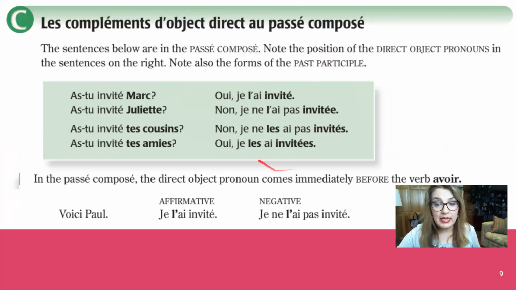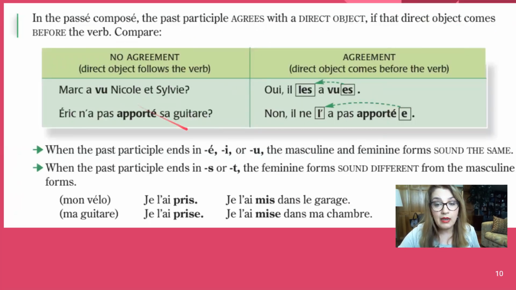compare. Let's go back to the previous slide and look how we did the agreement, okay? Here we did the agreement. Why? Because the direct object comes before the verb. Compare. Here we have direct object comes before the verb. Oui, il les a vus. So we have passé composé. We have a subject. We have a verb that has two elements, the helper verb and the past participle. When the direct object is placed before the verb, this past participle has to agree with the direct object. Oui, il les a vus.